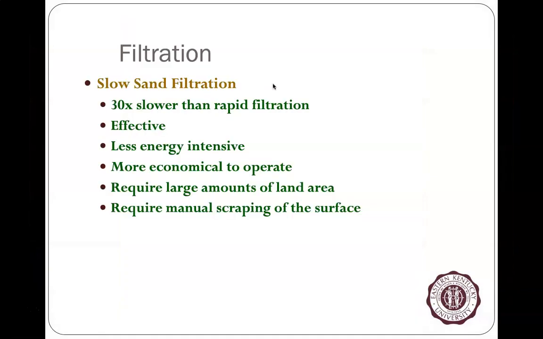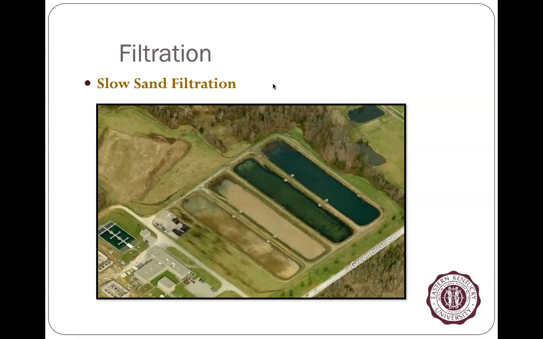There are other filtering options that are out there. There is slow sand filtration, which is much slower than rapid filtration. It's effective, it's less energy intensive, they're more economical, but you need a lot of area. So here's an image of a slow sand filter at a treatment plant in Ohio. You need a lot of flat ground. This area for slow sand filtration is larger than the whole water plant.